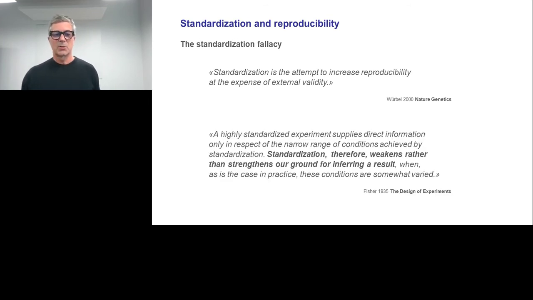Now, I was by no means the first to mention this, and if we go back in history a little bit, you can see that Ronald Fisher, one of the godfathers of experimental design and statistics, mentioned this already back in the 30s of the last century, namely that standardization weakens rather than strengthens our ground for inferring a result. And this is because a standardized experiment can supply direct information only in respect to the narrow range of conditions achieved by standardization. So standardization reduces the inference space, the space to which we can draw inferences from the results that we have obtained. And then, of course, as is normally the case, when experiments get replicated in a different lab by independent scientists, the conditions are different, and therefore, if the results aren't robust, they will not be reproducible.